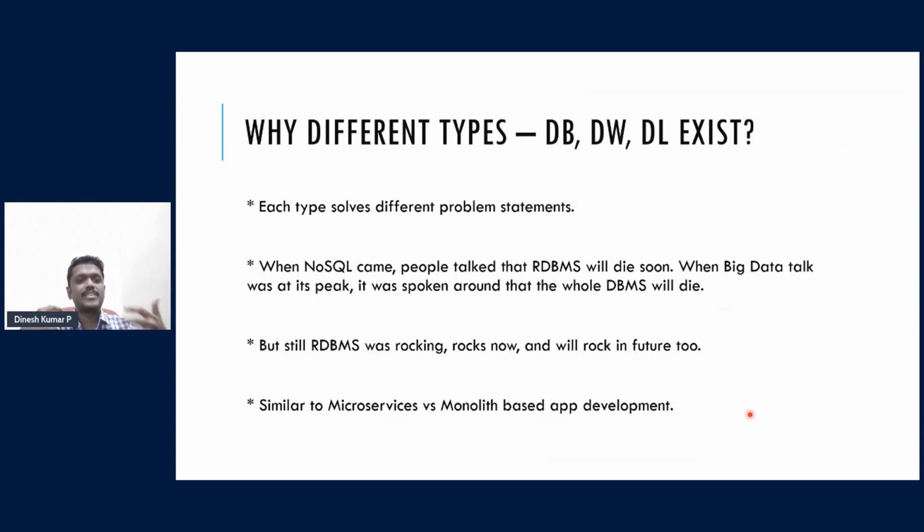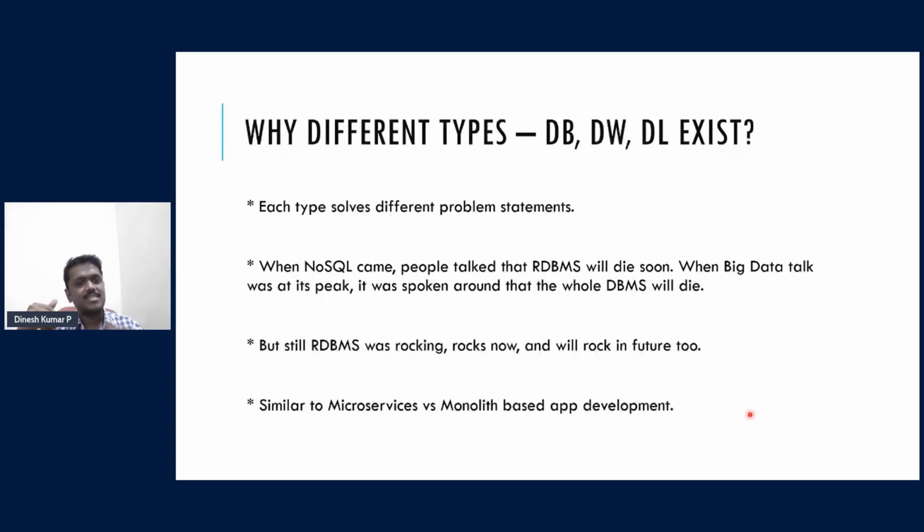Why do so many different types of database exist? Database, data warehouse, data lake. Why so many categories exist? Because each type solves different problem statements. That's the first point I told while I was introducing it.